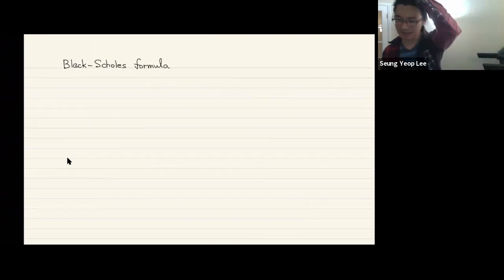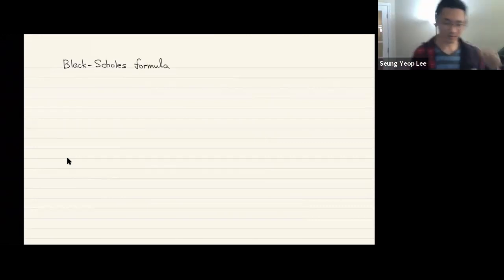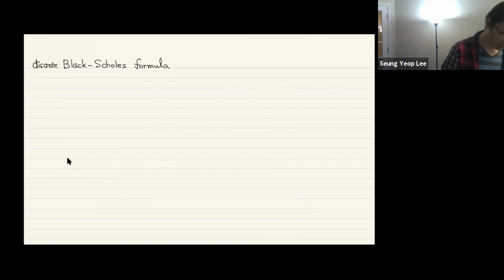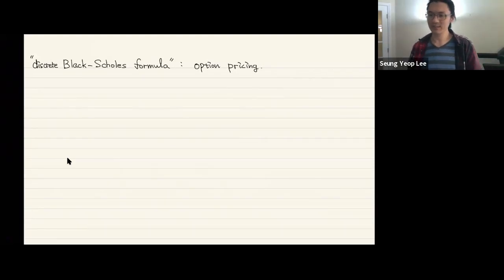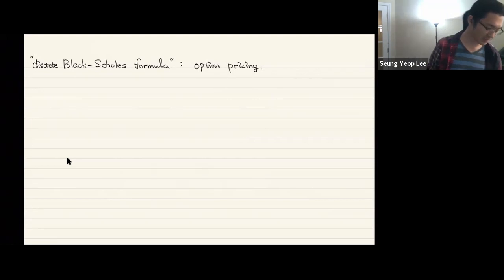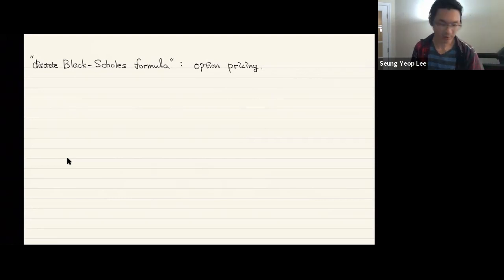So it seems that's quite important in finance. And since I found a simple example about this, discrete Black-Scholes, with this title, discrete Black-Scholes formula, I want to give an example about that. It's also called option pricing. I have a very, very childish concept about this option pricing, so let me just explain that.